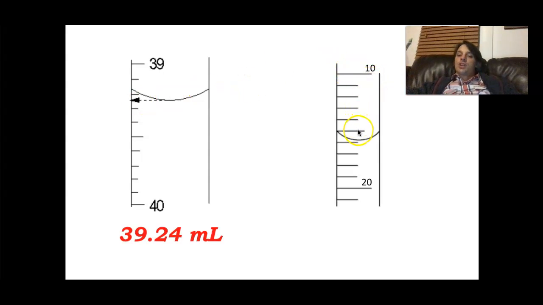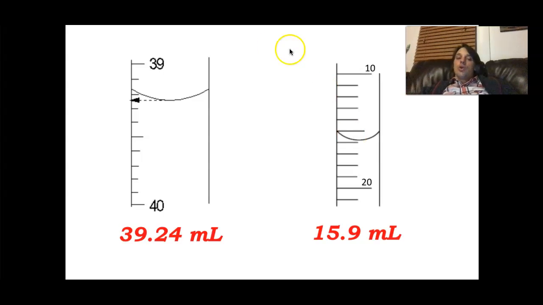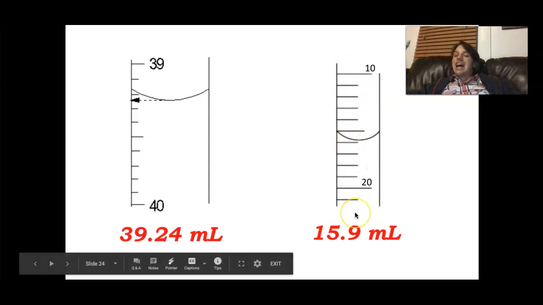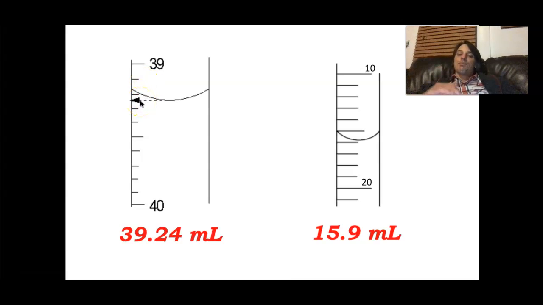Number 2, it falls somewhere between, this is 15 and 16. So maybe 15.9. So notice the difference here. Here, these units are tenths. These units are 1, or the lines. So this one allowed me to be more precise or have more decimals than here.